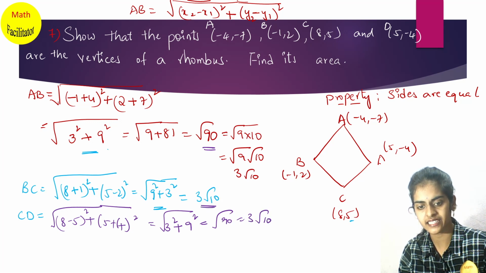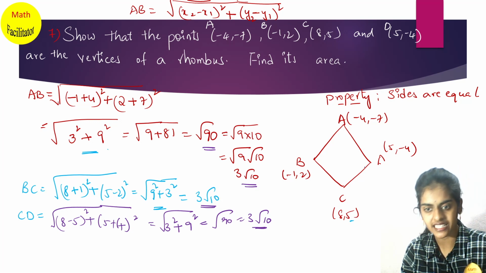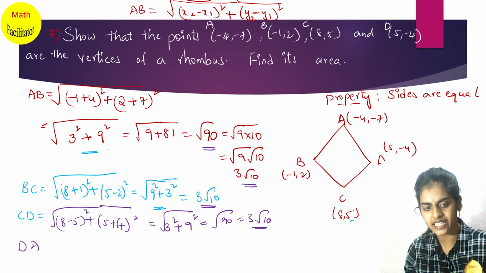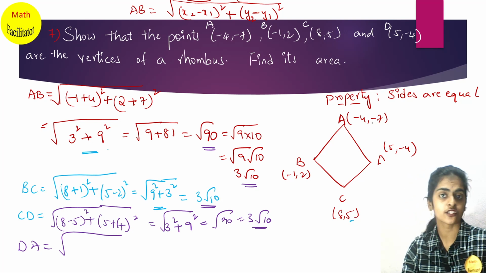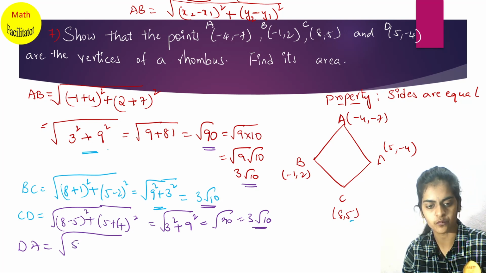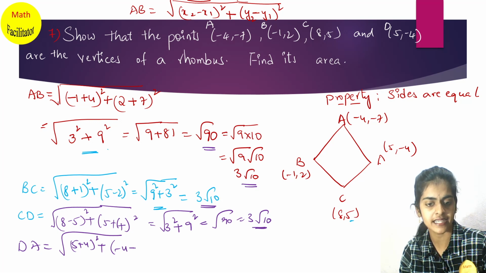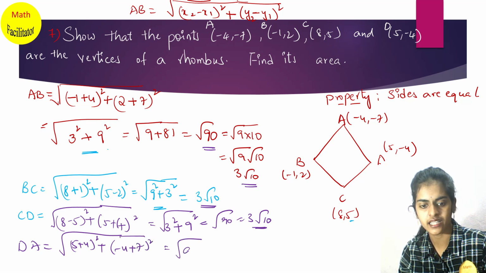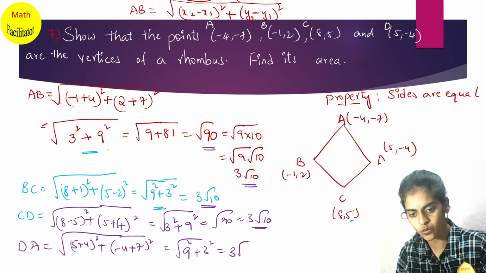Okay, so all three sides give the same value, 3 root 10. Let us find the last one, DA. DA is equal to root over 5 minus of minus 4, which is 5 plus 4, the whole square, plus 4 minus of minus 7, that is plus 7. So this is nothing but root over 9 square plus 3 square. This is again 3 root 10.